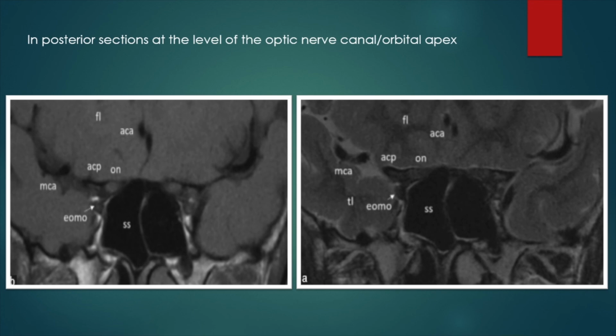Can you see this paired structure on either side? And this is the boundary of the optic canal. So what you're seeing here is the anterior clinoid process. Then you see the optic tract here, and medial is the sphenoid sinus. This is a very important section for traumatic optic neuropathy, for CT as well as for MR.